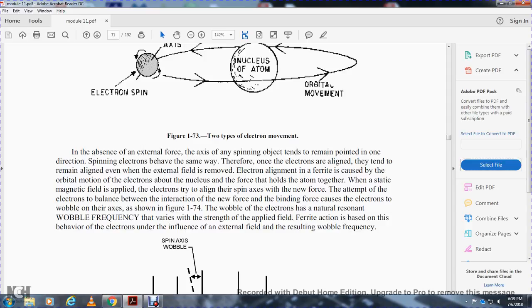The electrons try to align with the spins, acting with the new force. The attempt of the electrons to balance between the interaction of the new force and the binding force causes the electrons to wobble on their axis, shown in figure 174.